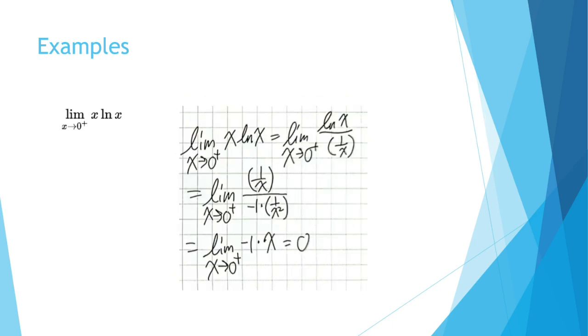The limit as x approaches 0 from the right of x times the natural log of x can be rewritten as the limit of natural log of x over 1 over x. Applying L'Hopital's rule, this becomes the limit of 1 over x divided by negative 1 over x squared, which simplifies to the limit of negative x, and this limit equals 0. So, the answer is 0.